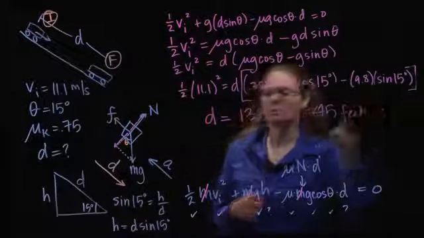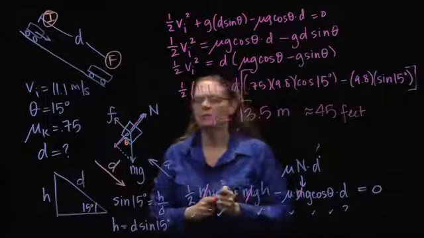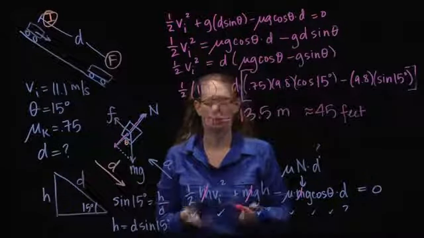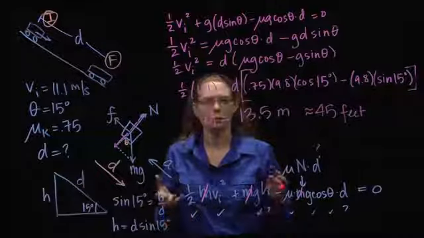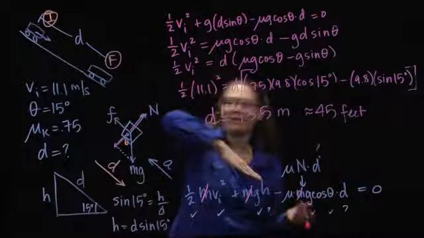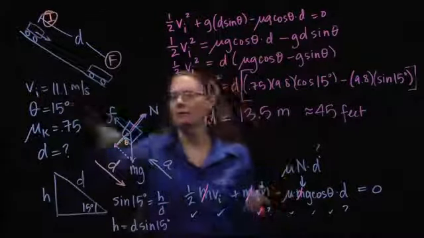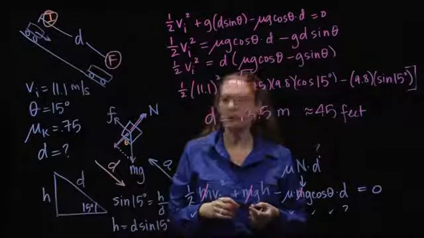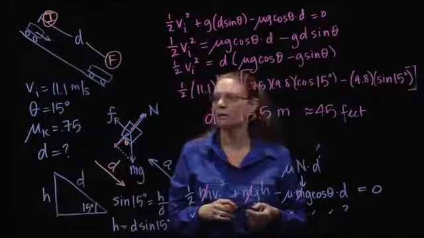Is that a reasonable answer? 45 feet to skid to a stop? That seems quite reasonable to me. I mean, if you think about skid marks on the freeway, they're not usually that long, but we're going downhill on this one. This is like 25 miles an hour or so. So I would say that's a very reasonable answer.